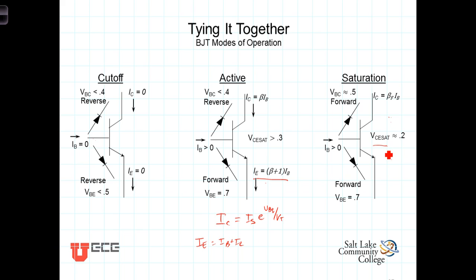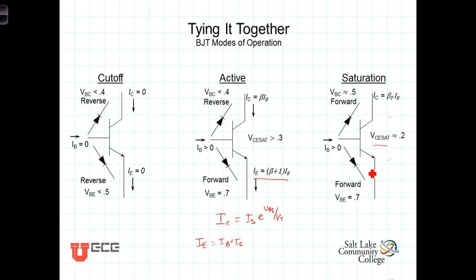That saturation voltage runs anywhere below about 3/10 of a volt. 3/10 of a volt would be perhaps on the border between the active and the saturation region. 2/10 of a volt across the collector to the emitter would drive it far into the saturation region.